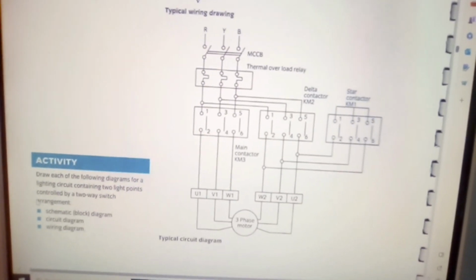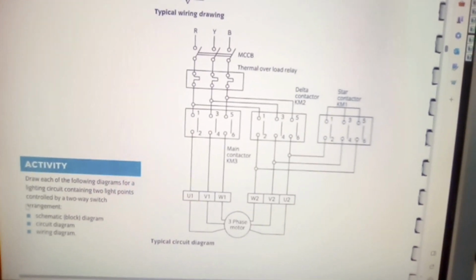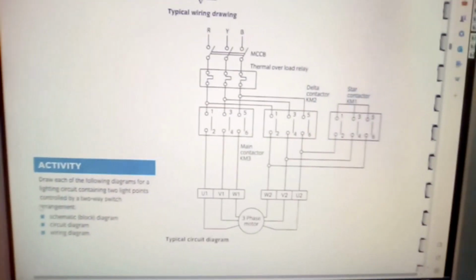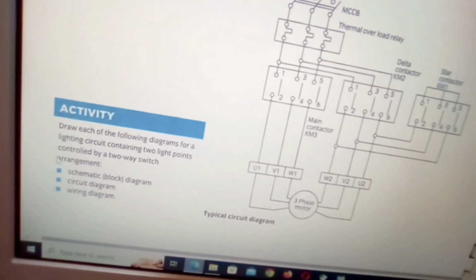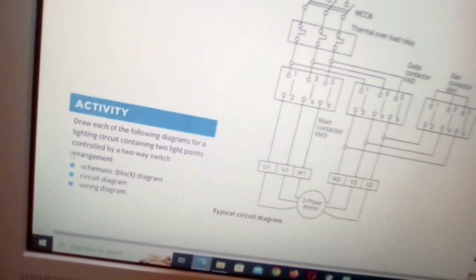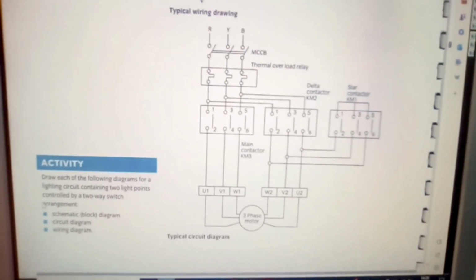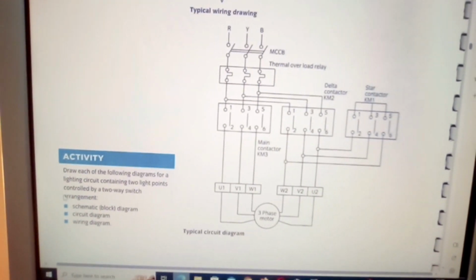Wiring diagram and so forth, okay? Again, make sure you can comply with the activity. Let me make sure that you can see the activity, okay? And I've brought it to a different angle, okay?